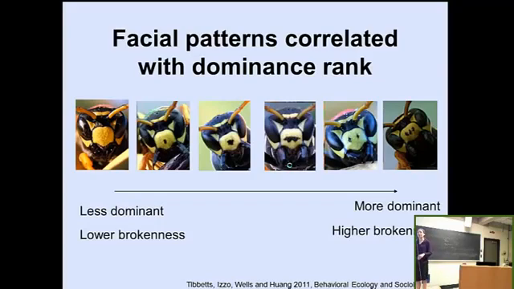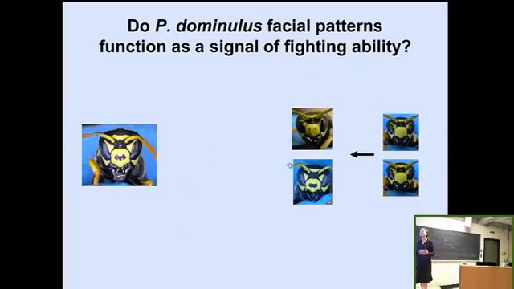Okay, so I've shown you that there's a correlation between winning a fight and facial pattern. But that's not enough to demonstrate that this is actually a good signal. I need to also do an experiment. So I set up a very simple experiment to see whether wasps are paying attention to each other's facial patterns. Do they use facial patterns in making decisions about their rivals?